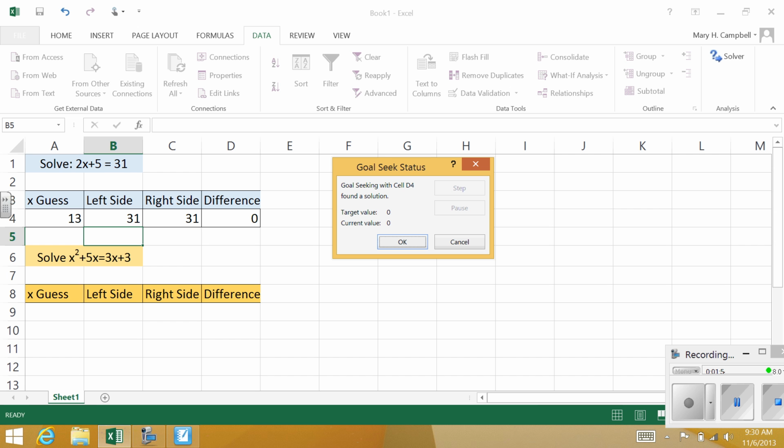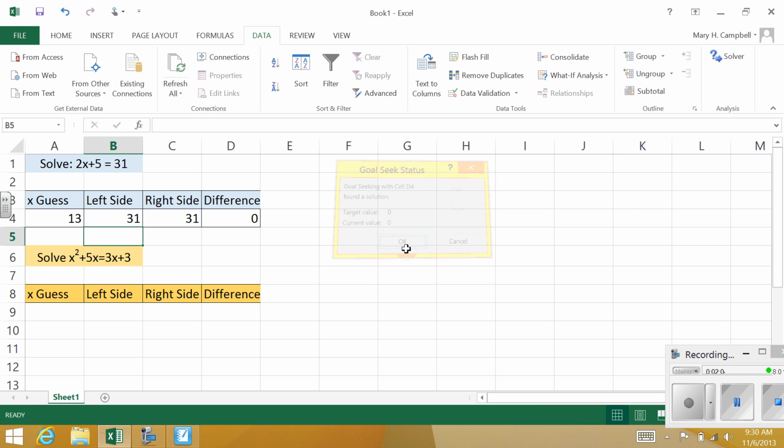The reason this is a solution is it's a value for x that makes the left side equal to the right side. And of course, when the left side's equal to the right side, the difference is 0. So our solution to that equation is x equals 13. The next example, I have a quadratic equation equal to a linear equation. So this one is either going to have one solution, no solution, or 2 solutions. I'm pretty sure it has 2 solutions.